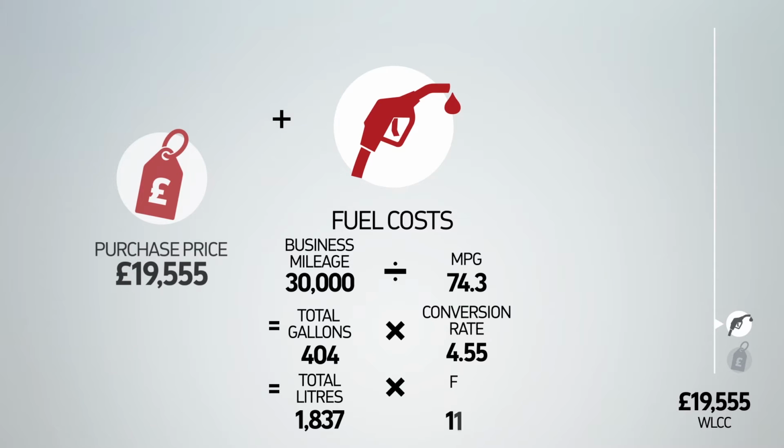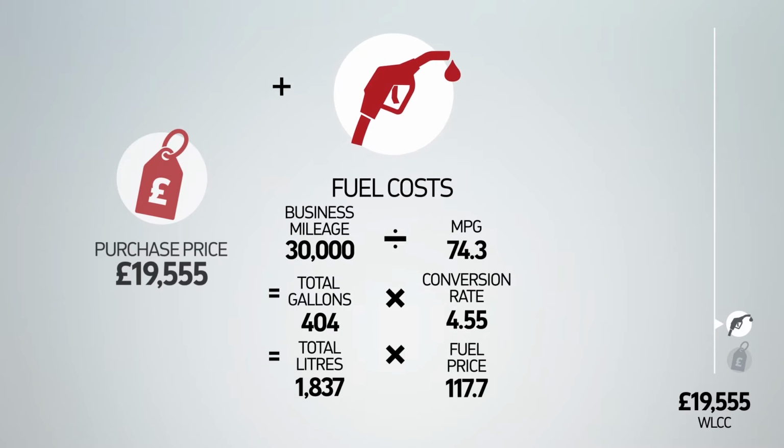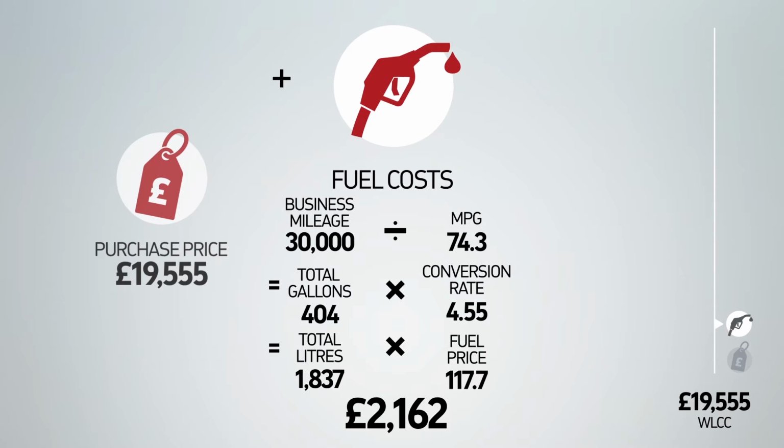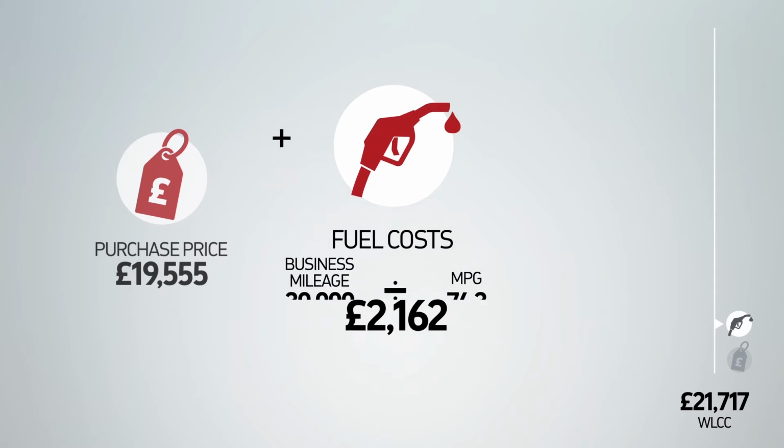For this example, we have assumed a national average diesel price of 117.7 pence per litre. This results in a total fuel cost for this example over 30,000 business miles of £2,162. Your total whole life cost figure, shown in the bottom right, is now £21,717. It will be important to keep an eye on this figure as we go.